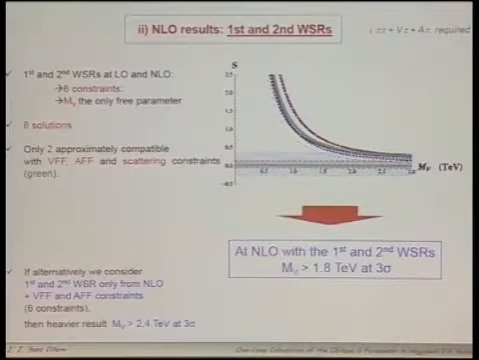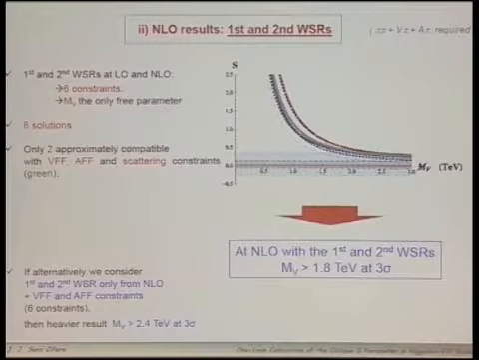And indeed, among these solutions, there are some solutions which are completely crazy, even if they look pretty much the same, and the predictions are pretty much the same. What we consider the actually good solutions are only 2 of them, which are compatible with the vector form factor, axial form factor, and scattering constraints, which suffer small deviations of the order of 10% for these constraints.